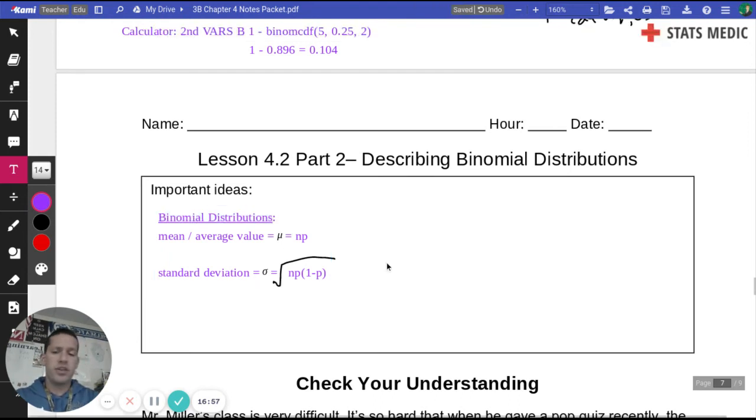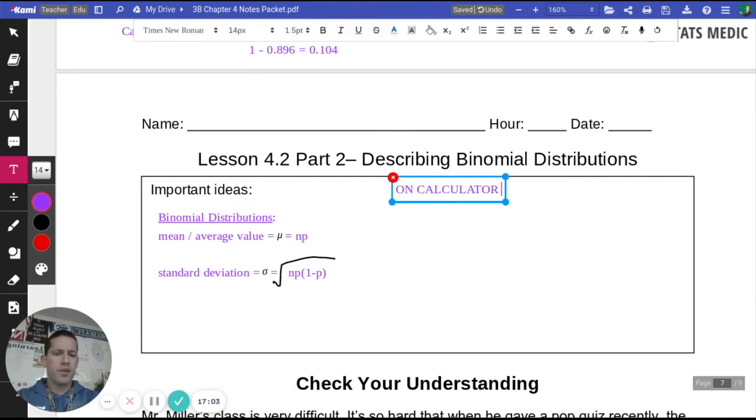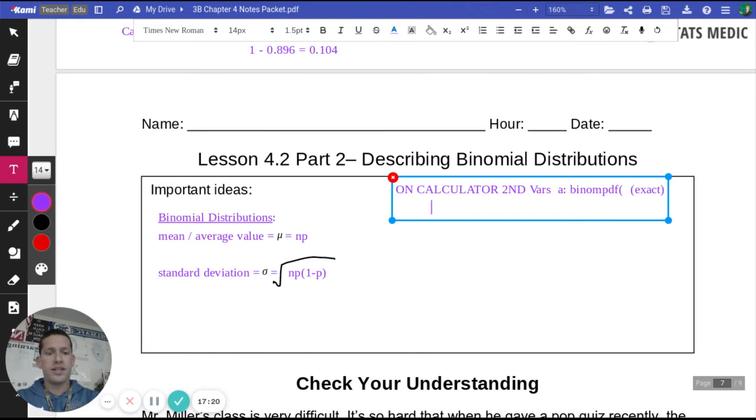So next, if we want to use a calculator to calculate these things, on the calculator we're going to go to second vars, and then A, here it is. A is binomial PDF, and this is for exact, like x equals 2 or x equals 3, versus binomial CDF, which is going to be cumulative, 0 up to whatever.